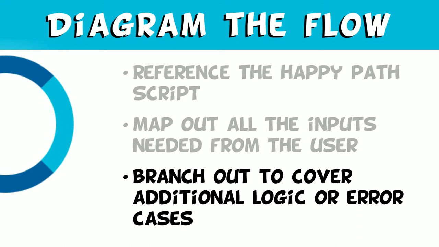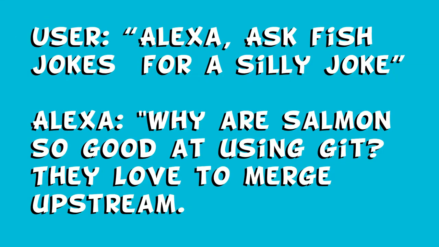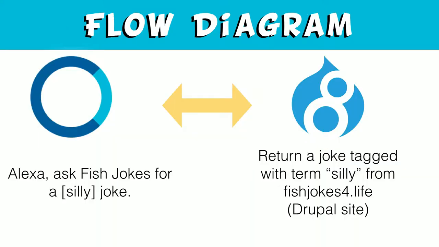So how are you going to handle these kind of "what about this?" cases, and start to branch out all of the additional use cases. For our simple example, the user says, "Alexa, ask fish jokes for a silly joke." And Alexa responds, "Why are salmon so good at using Git? They love to merge upstream." So we have our script, and we have a very basic flow diagram.